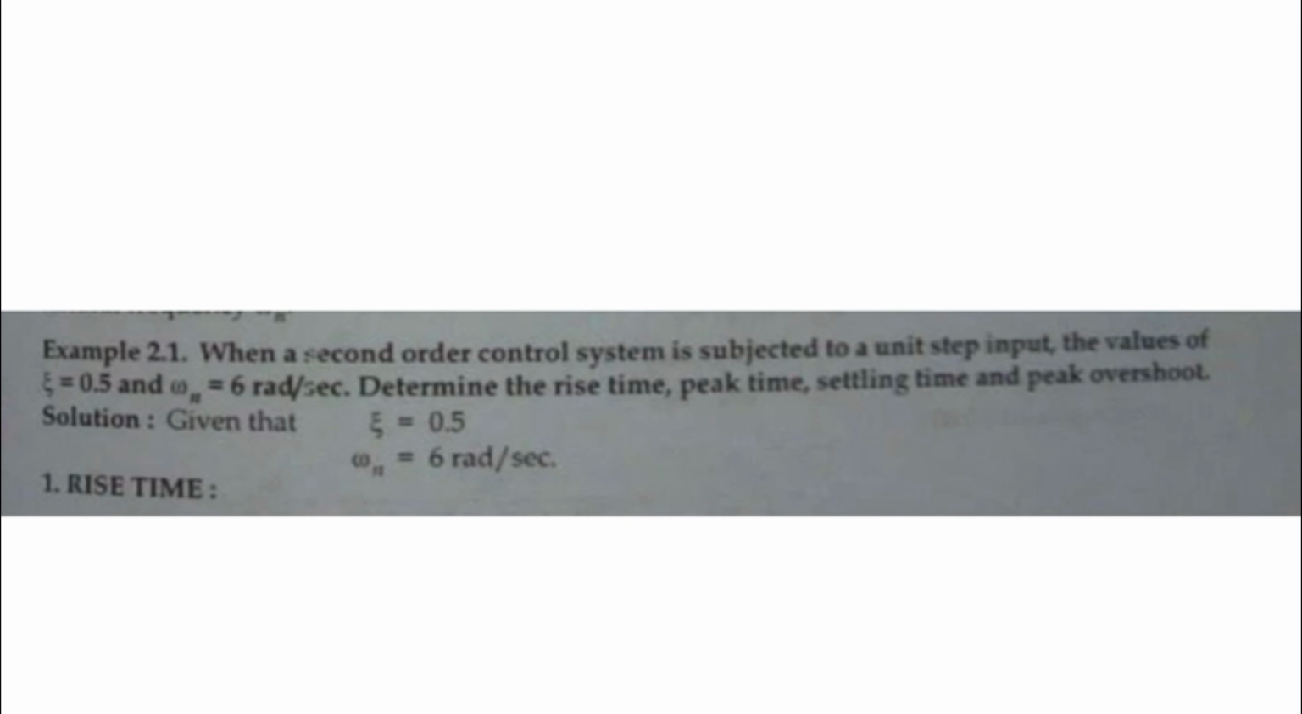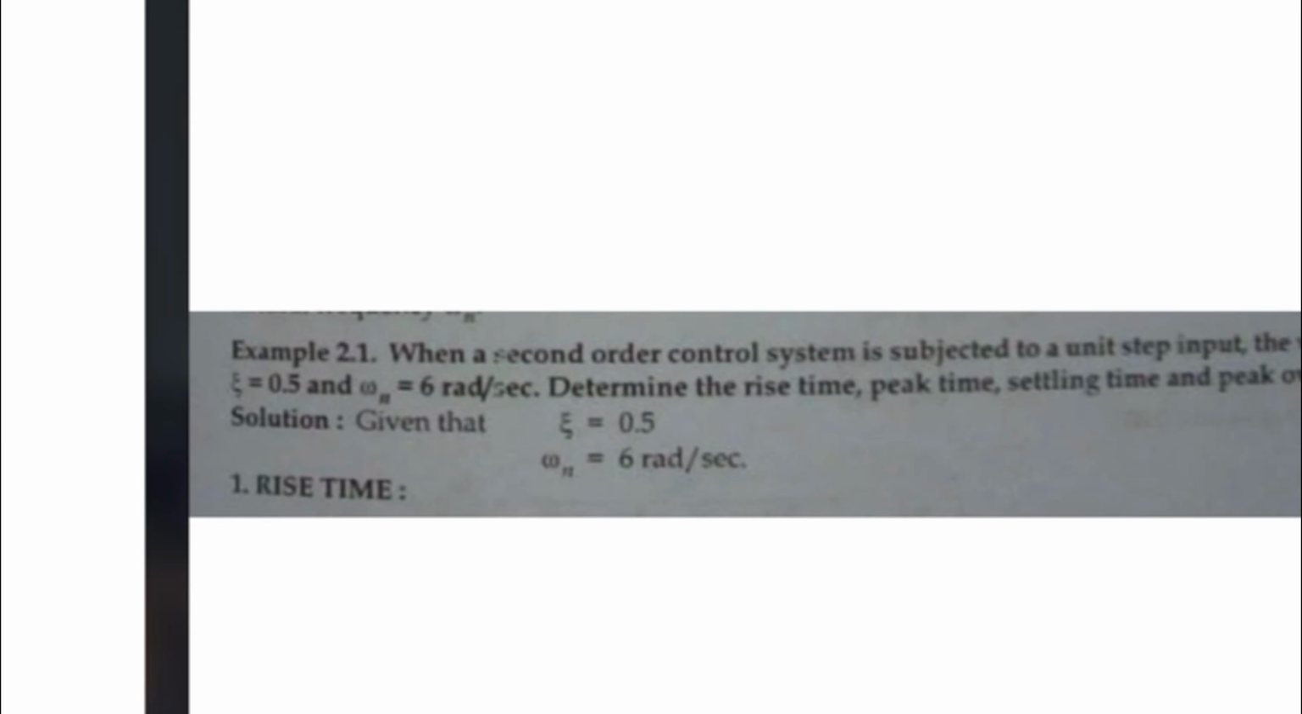Your system is subjected to a unit step input. The value of zeta, which is the damping ratio, is 0.5, and the undamped natural frequency is 6 rad per second. Determine the rise time, peak time, settling time, and peak overshoot. I will be taking you through peak time. So let's move on to our workspace.